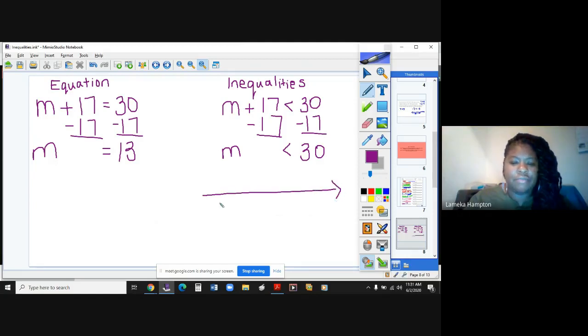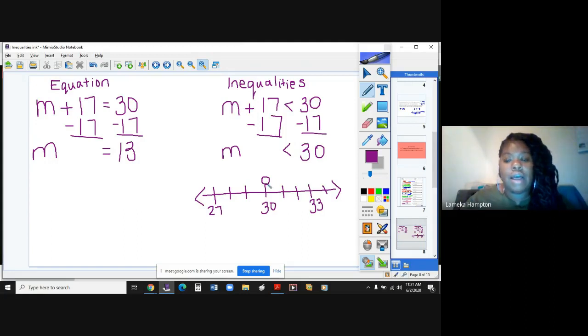Okay, so here's my nice little number line here. Let me do 27, 28, 29, 30. Do put 30 there. Okay, 31, 32, 33. Okay, doing it by threes. All right, I'll put 34 right there. All right, so based on my sign, I have an open circle and it's going to be over 30.